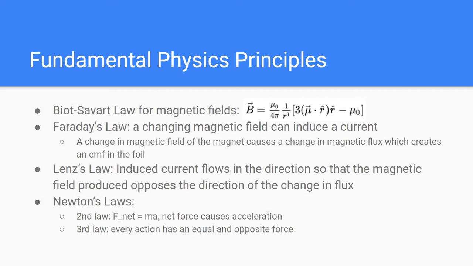Some fundamental physics principles used here are the Biot-Savart law for magnetic fields, as shown in the equation on the right. We also use Faraday's law, which states that a change in magnetic field can induce a current. A change in magnetic field of the magnet causes a change in magnetic flux, which then creates an EMF in the foil. We'll also use Lenz's law, which states that induced current flows in the direction so that the magnetic field produced opposes the direction of the change in flux.